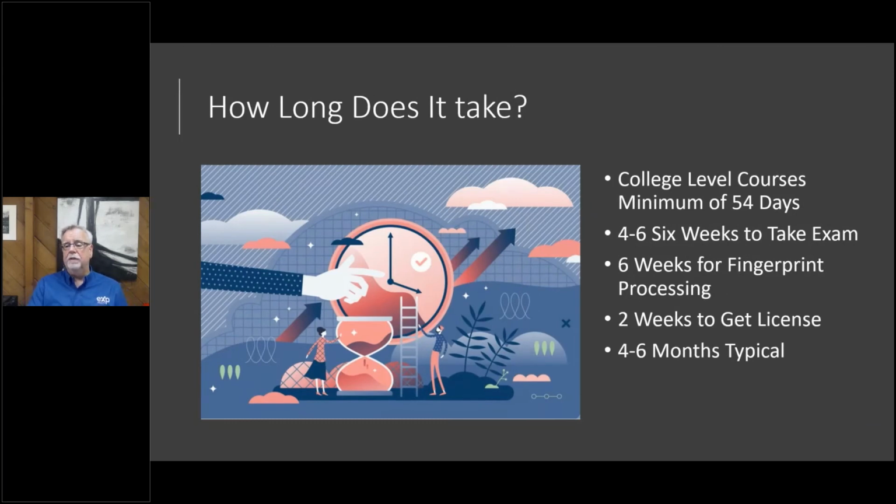Well, the college level courses take a minimum of 54 days. So you start real estate principles. After 18 days, you become eligible to take that final exam. You don't have to, but you become eligible. Many people just wait because after 18 days, the second course, real estate practice, unlocks. And in another 18 days, you could take that final exam, but some people still wait.